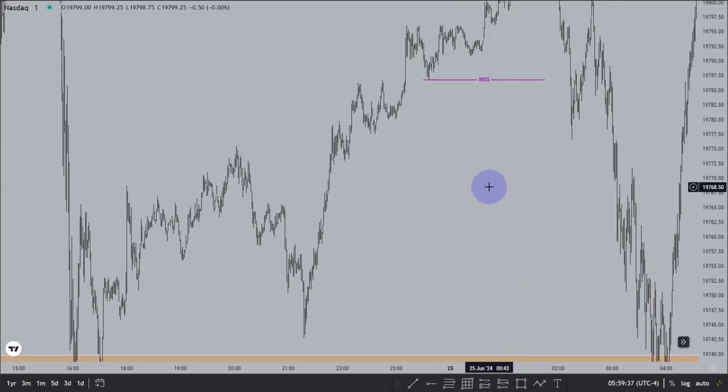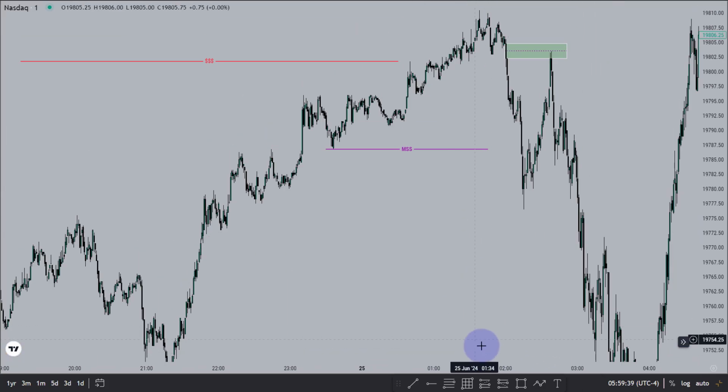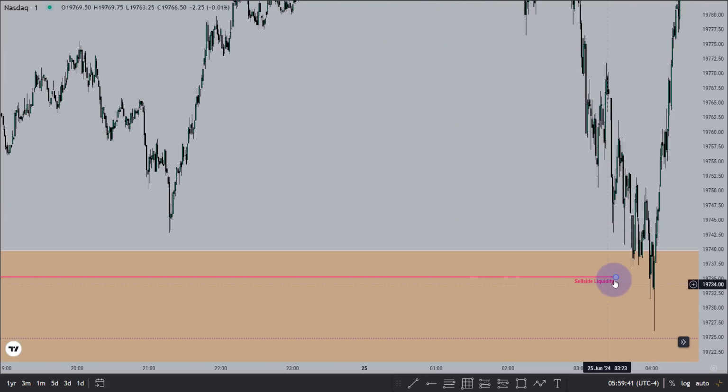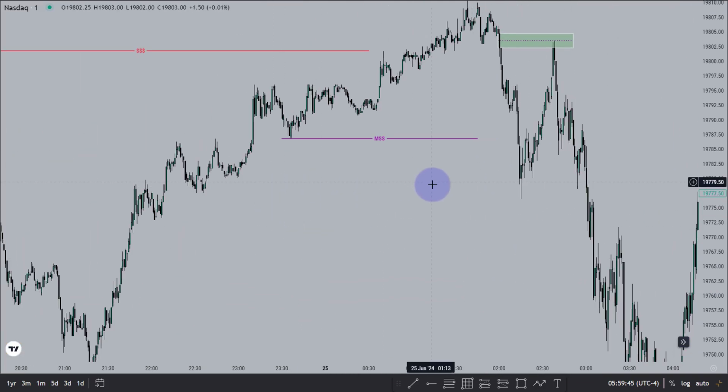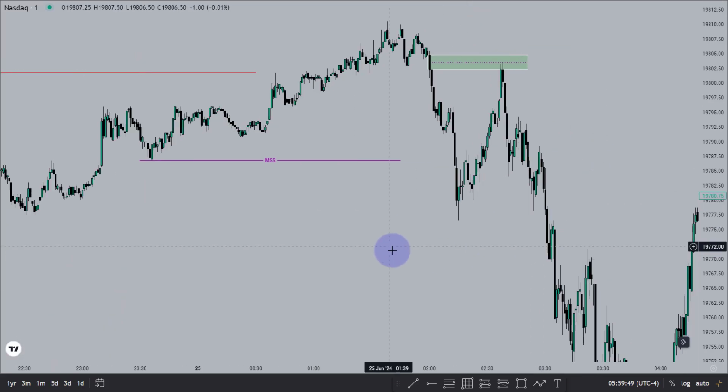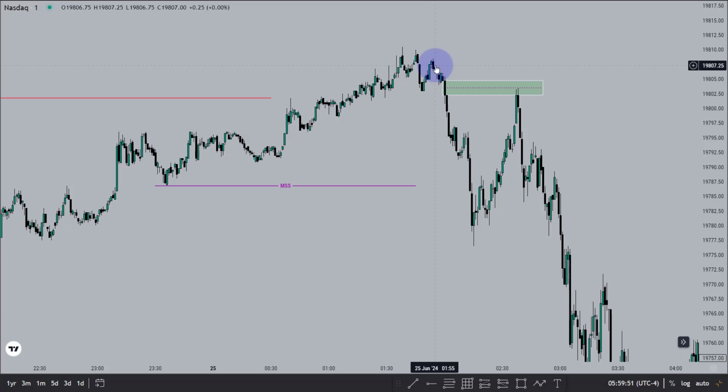Okay. Now that is your 15-minute extreme sell side liquidity. Obviously, you are not going to hold your trade until that sell side liquidity. Instead of that, you will always look for some kind of relatively equal lows. That's going to be your sell side liquidity. But before that, I would love to show you something else.